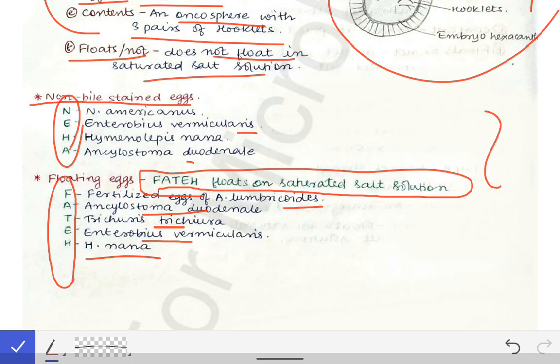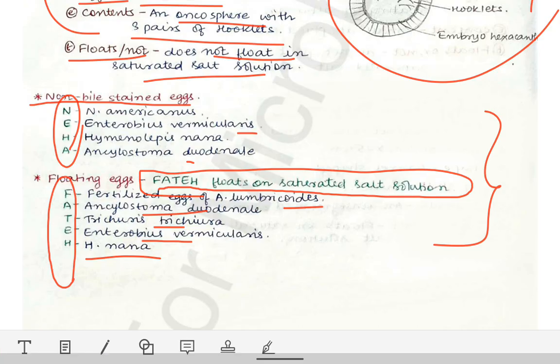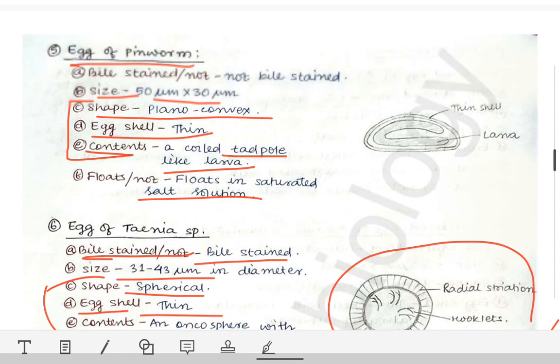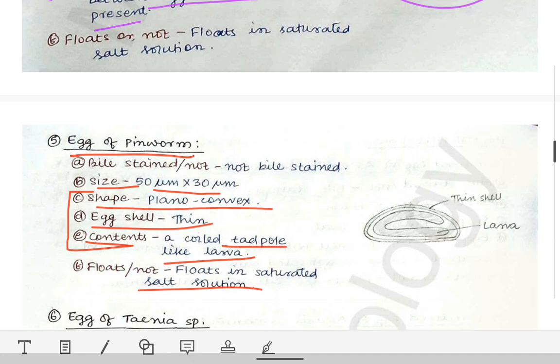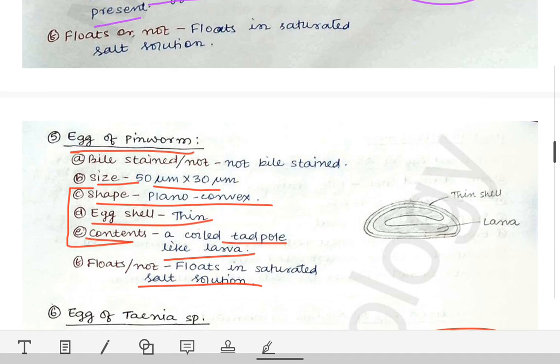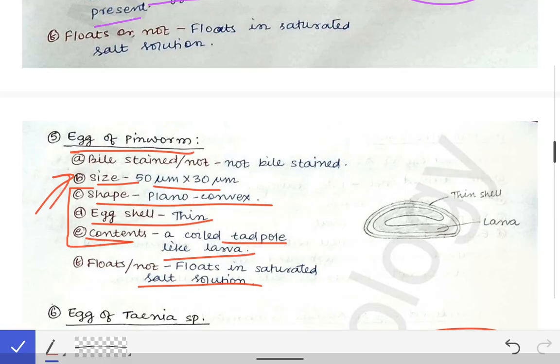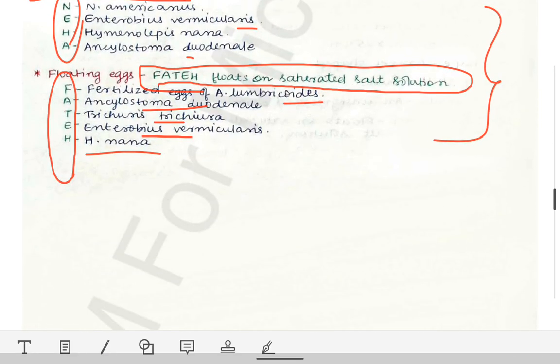So by this you remember the bile stain feature plus the floating feature of all the helminthic eggs. Now the third thing which I had promised to all of you, that I will make you remember the size of the eggs also. So how are we going to remember the size of the eggs? So first write the mnemonic, that is TP.